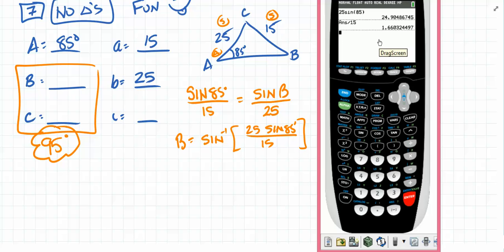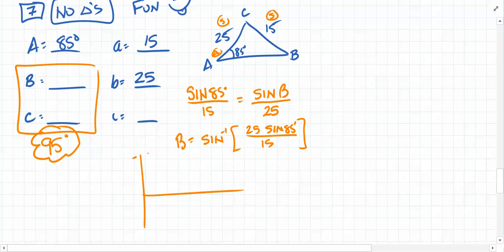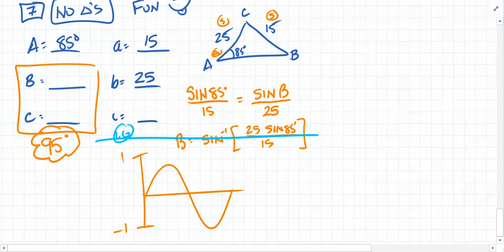Because remember, think about the sine curve. The sine curve lives between -1 and 1. This is the sine curve, right? And I'm asking the calculator, at what angle will it be 1.6? Never. There's this big gap between it. It'll never reach that. Isn't that cool? If it's above 1 or below -1, it'll never get there.